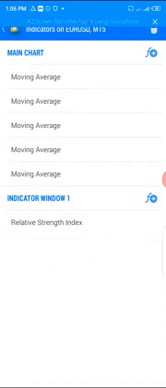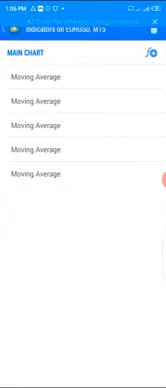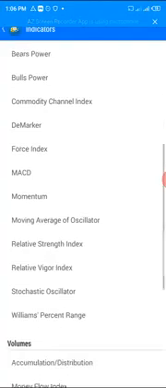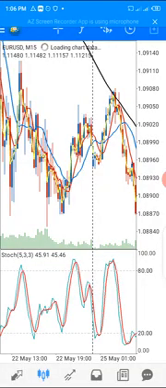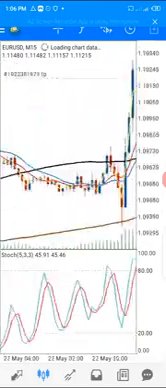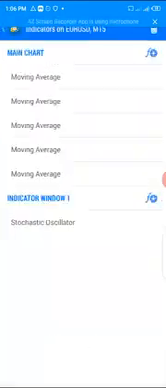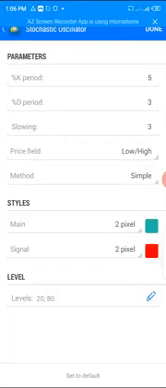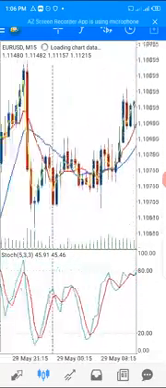Let me briefly again demonstrate how you can use stochastic. Just add and then go and click on stochastic oscillator. I'm not going to modify anything. I'm just going to add it down. So look at the stochastic indicator here. Okay, I think this is 533. Yep. So can you see what is happening here?